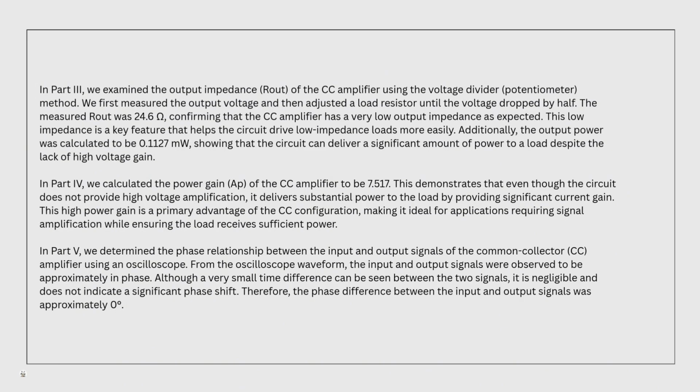Moving into part 3, we measure the output impedance using the voltage divider method and found it to be very low at just 24.6 ohm. This low impedance is exactly why this circuit is so good at driving heavy loads without the signal dropping off. Even though we are not seeing a big jump in voltage, part 4 shows us a significant power gain of 7.517. This happens because the circuit provides a major boost in current, ensuring the load gets the power it needs. Finally, in part 5, the oscilloscope confirmed that the input and output signals are in phase, with a phase shift of approximately 0 degrees.